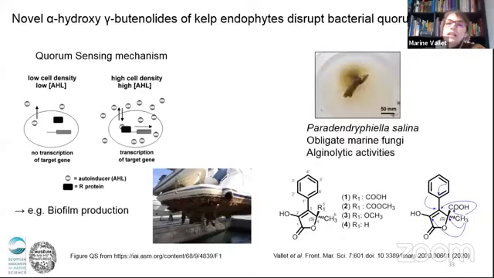And during my PhD, I worked with Paradendryphiella salina, another quite complex name. They always have these crazy names, these microorganisms. It's actually a marine fungus living only in the ocean. You cannot find it on a tree. It has some halogenolytic activities, so this means that it actually can eat away the tissue of seaweed. So is this a good guy?